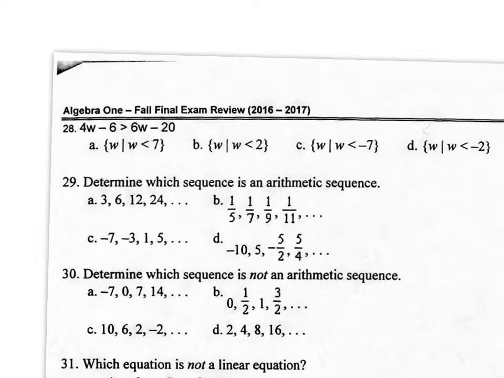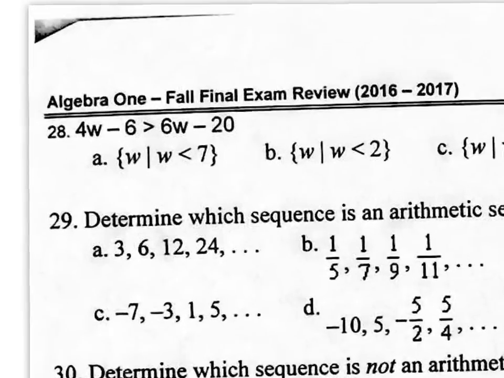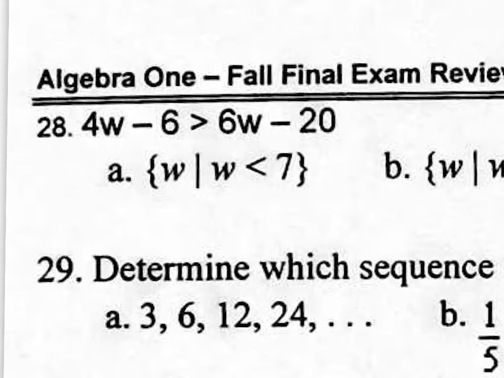Let's do number 28. Sure, why not? So jumping to number 28, that's just an inequality. You want to solve it the same way as an equation. The only difference is that if you ever multiply or divide by a negative, you have to flip the inequality symbol. So just like an equation, you want to get W by itself on one side, and there's W's on both sides of this inequality.